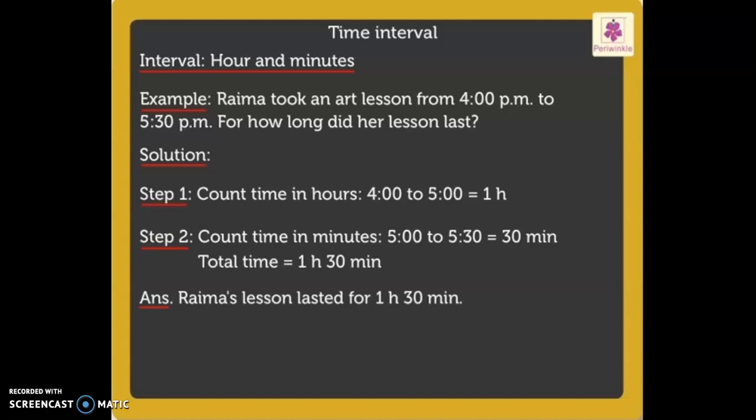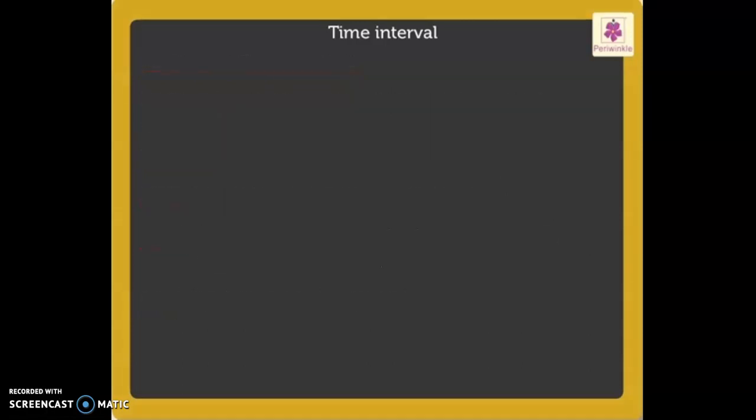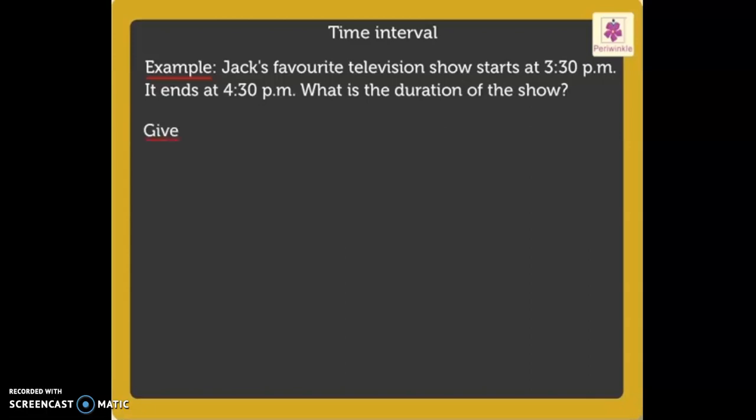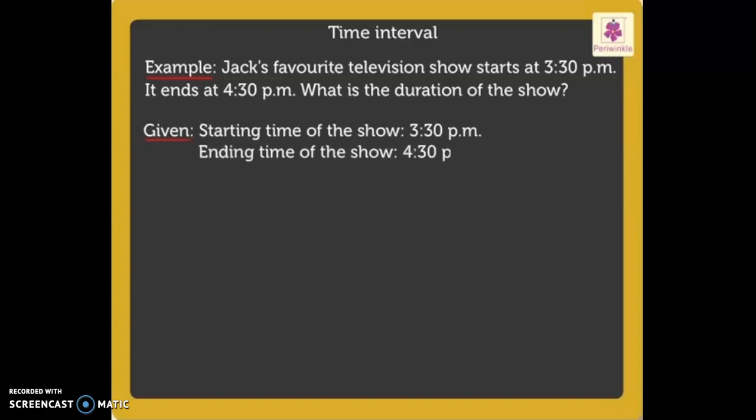Lastly, let us learn to calculate the time interval by another method using an example. Jack's favorite television show starts at 3:30 p.m. It ends at 4:30 p.m. What is the duration of the show? So, here the information given is starting time of the show is 3:30 p.m. and the ending time of the show is 4:30 p.m.